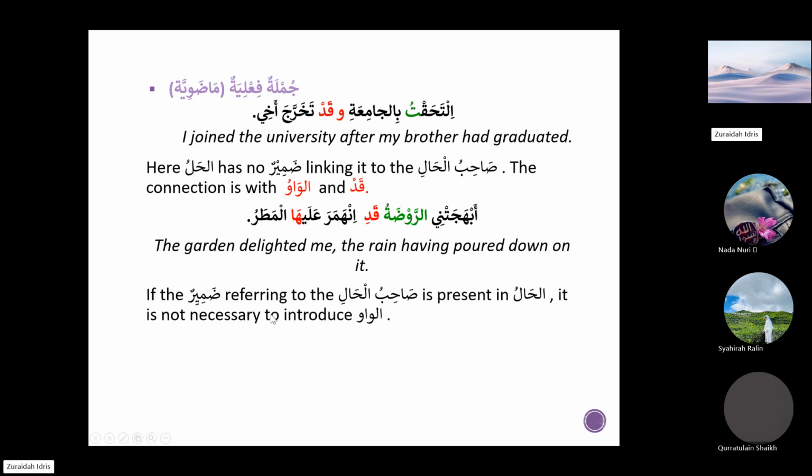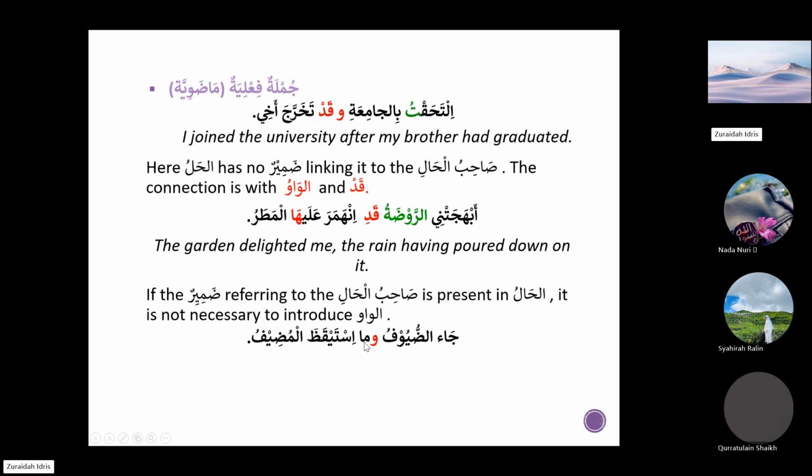Yes, this is what I'm basically saying here as well. If the damir referring to the sahibul hal is present in the hal, it's not necessary to introduce waw, because you don't have to have that link or connection between the two. Not like the case of our jari. Now here, the duyuf: ja'at duyufu wa ma istayqazal mudif.